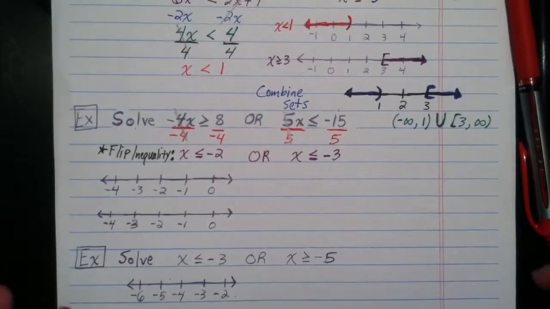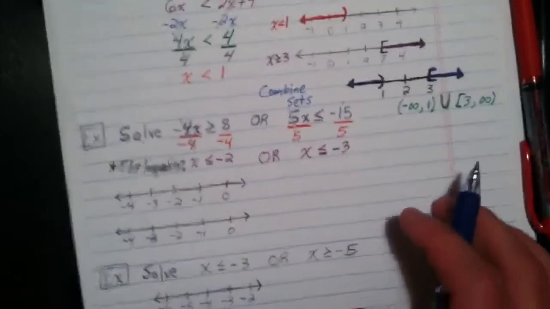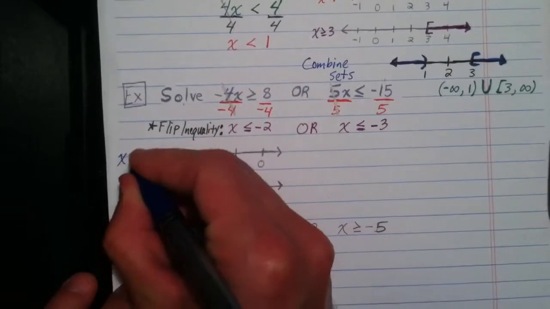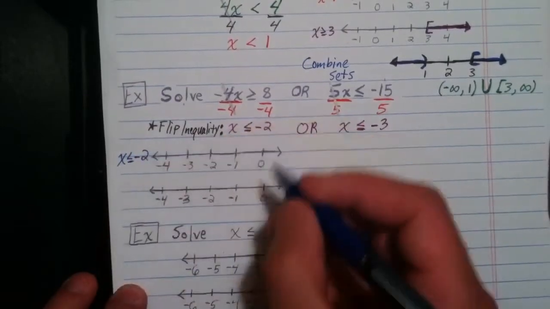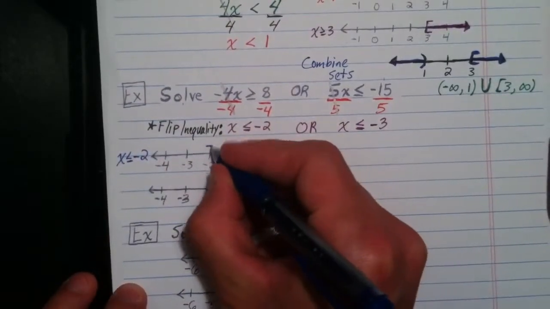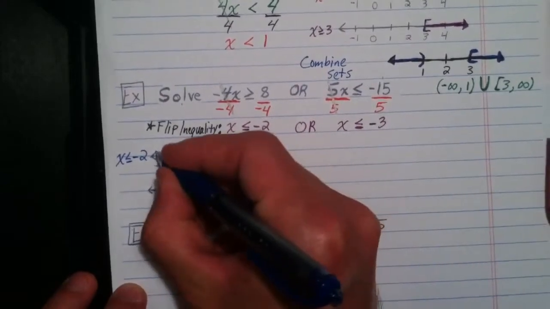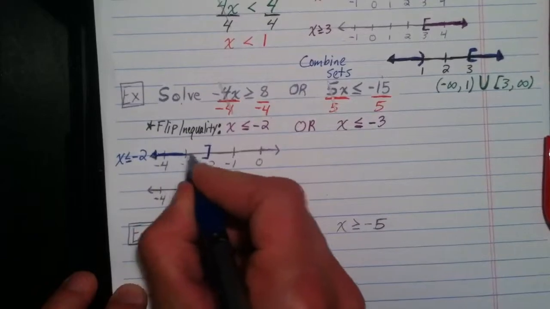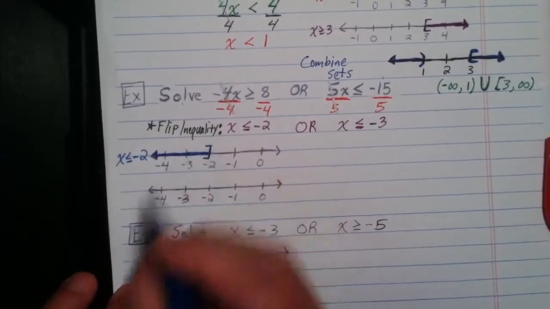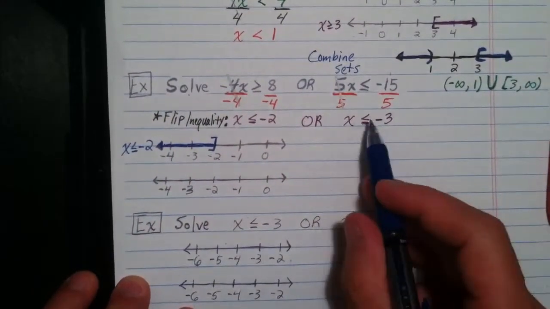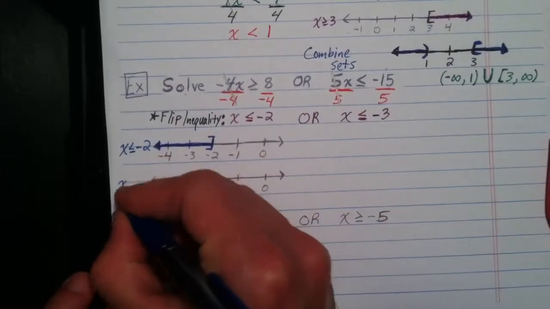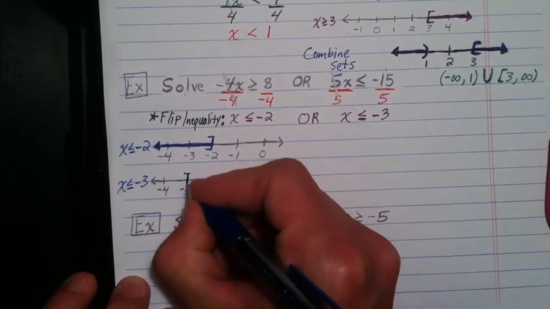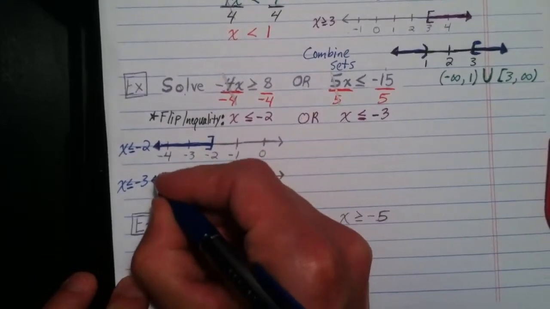So, excuse me, we can graph those. Over here, x is less than or equal to negative 2. Well, that would be a bracket at negative 2, and then everything to the left. x is less than or equal to negative 3. That'd be a bracket on negative 3, and then everything to the left.